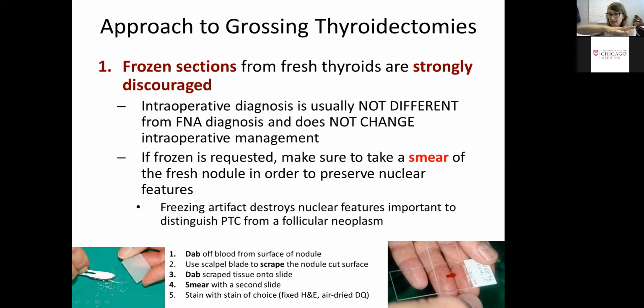Take a second slide like you would in your cytology, right, in your FNAs, and smear it. So then you have two slides and you stain both of those. That is my preferred way of doing a smear on fresh epithelial tissues to actually make sure you are getting the epithelial tissue off the thing. Stain with your choice of H&E or air-dried Diff Quick.